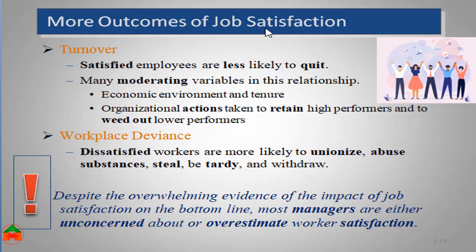If there are satisfied employees, there will be lower turnover. I mean, if a worker is satisfied in their job, they will remain in the job for a longer period of time. But between turnover and job satisfaction, there are some moderating variables which moderate the relationship. We can see economic environment and tenure, and organizational actions taken to retain high performers and to weed out lower performers. These are the elements which moderate the relationship between turnover and job satisfaction.